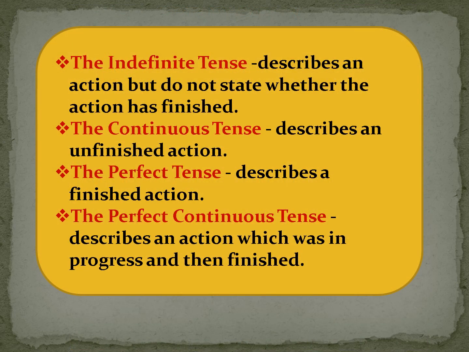Students, English verb tenses give many details about time and action, such as the indefinite tense describes an action but does not state whether the action has finished. The continuous tense describes an unfinished action. The perfect tense describes a finished action. And last, the perfect continuous tense describes an action which was in progress and then finished.